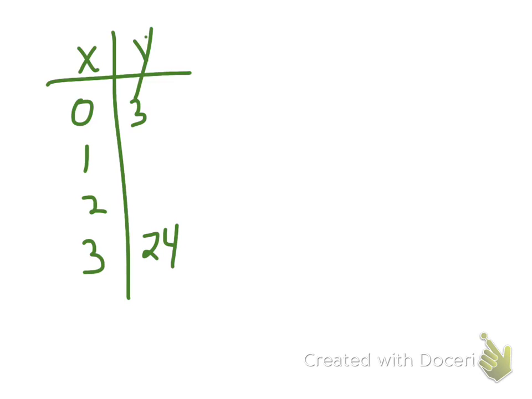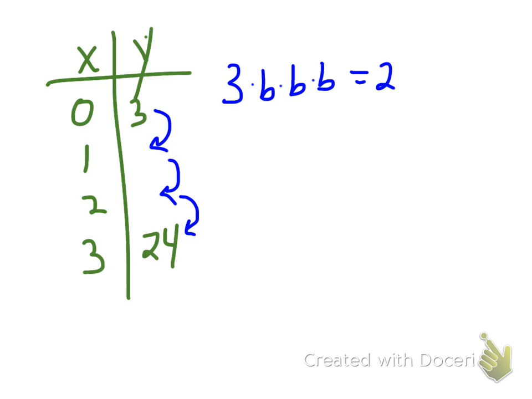So if I think of what's happening here, I need to use my multiplier to get to this number. I need to use that multiplier again to get to that number. And I need to use my multiplier a third time to get to that number. So this would be 3 times b times b times b equals 24. Also, we could write that as 3 times b to the third equals 24.